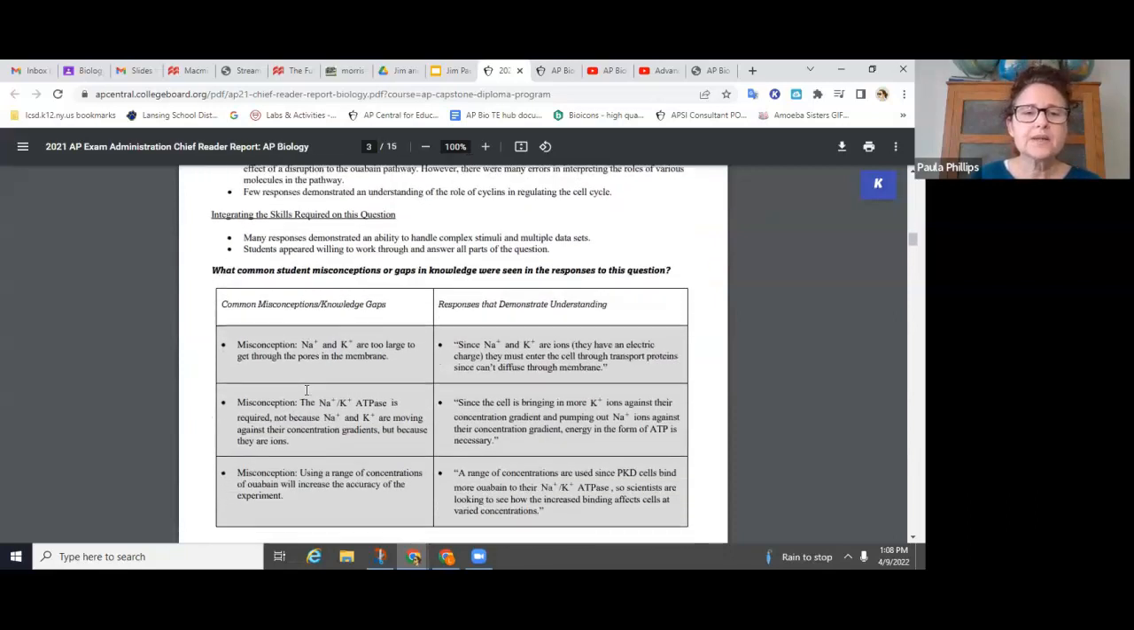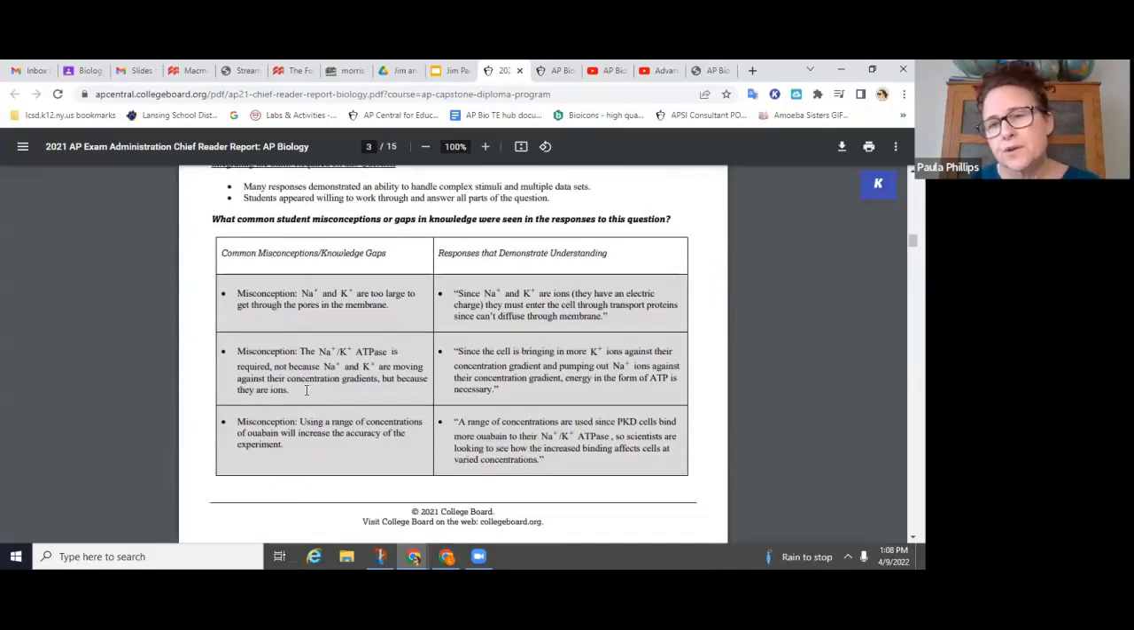If we scroll all the way down, this is one of my favorite parts. And I think, Jim, yes, one of your favorite parts too. These are common misconceptions that demonstrate gaps in students' knowledge.